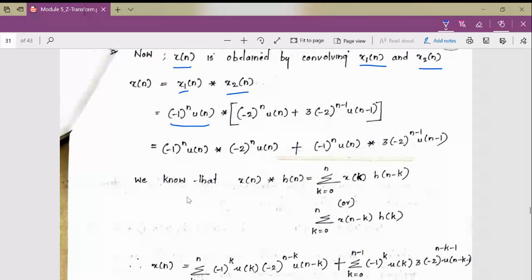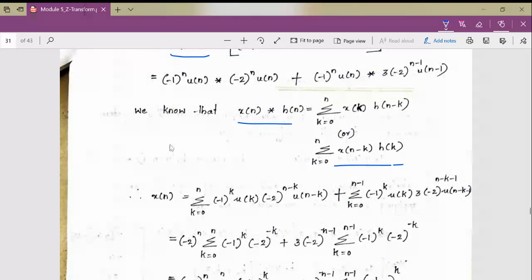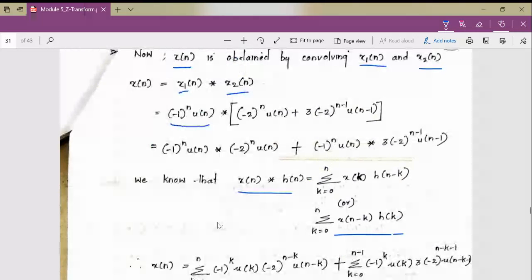Okay, so now we know the convolution equation, that is x of n convolution h of n means summation k is equal to 0 to n of x of k h of n minus k, or x of n minus k h of k, you can write it the other way around also. Okay, so we are applying that equation in these two sections.